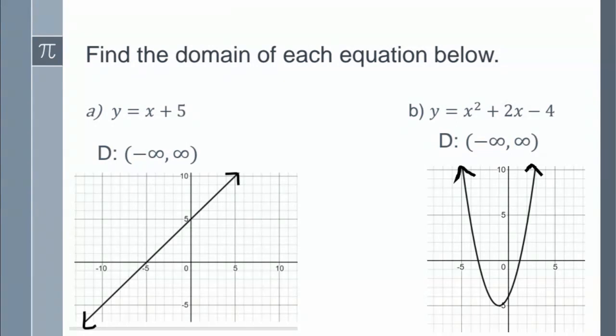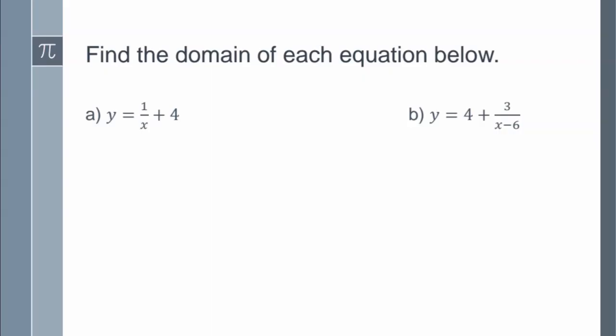And again, I see that my arrows are going forever to the left and forever to the right. Again, I don't see any fractions. I don't see any radicals, square roots, excuse me. So there are no restrictions. So this is my domain, all real numbers from negative infinity to positive infinity. Okay.